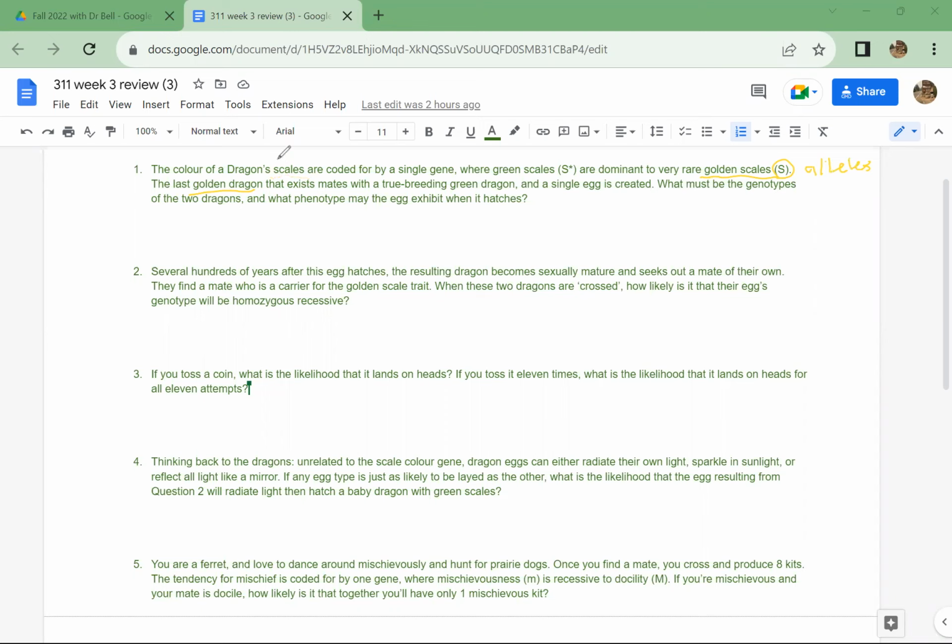The last golden dragon exhibits this genotype. Because, hold on, let me back up. We know that green scales are dominant to golden scales. And so in order for this golden dragon to be golden, they, as we can infer, have a homozygous recessive genotype.